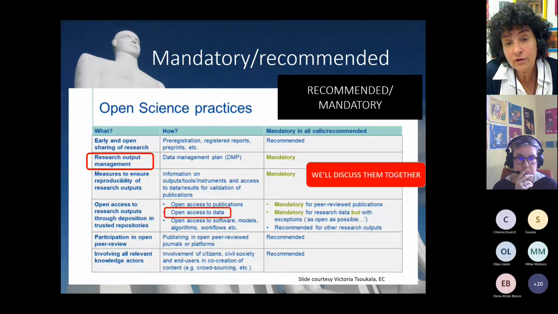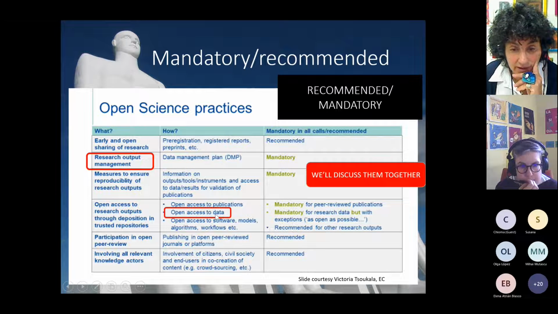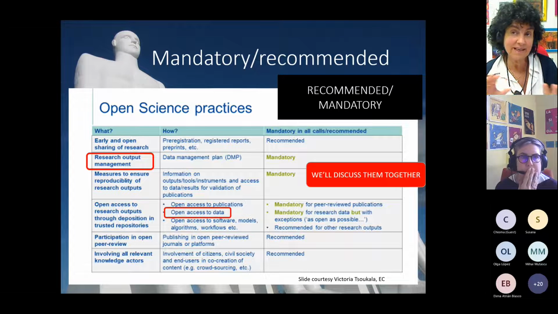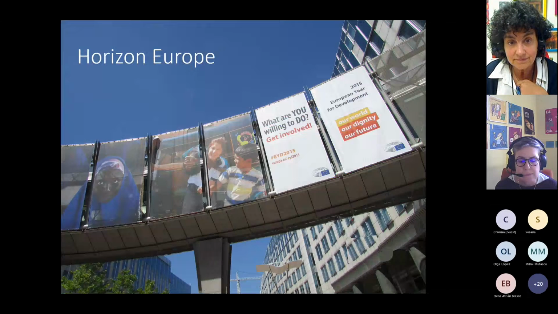This is another way of seeing mandatory and recommended practices. This slide comes from Victoria Tsukala, who works at the European Commission. As you can see here, it's just put in another way, but anyway, we will discuss research output management and open access to data together, okay? So it can look like we have 3 mandatory practices, but actually they are 4, simply we discuss them together.